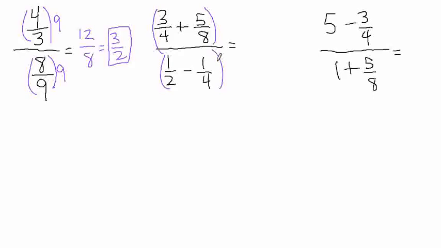For the second complex fraction, the least common denominator is 8. So I'm going to multiply top and bottom by 8. And that will give, for the top, distributing the 8, 3/4 times 8 is 6. 5/8 times 8 is 5. On the bottom, a half of 8 is 4. A fourth of 8 is 2. So I get 11 over 2.